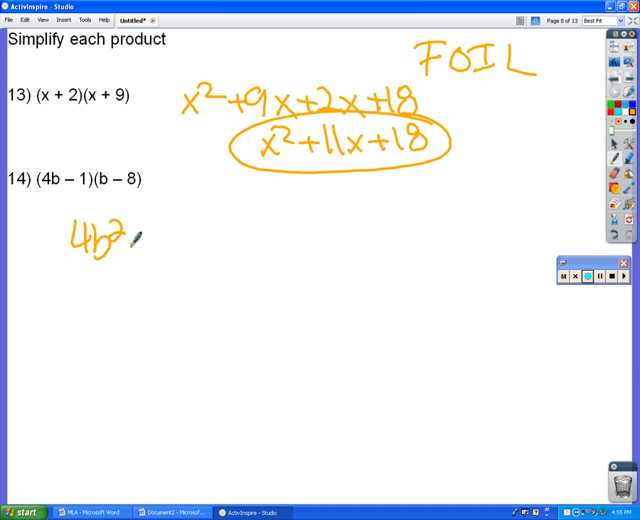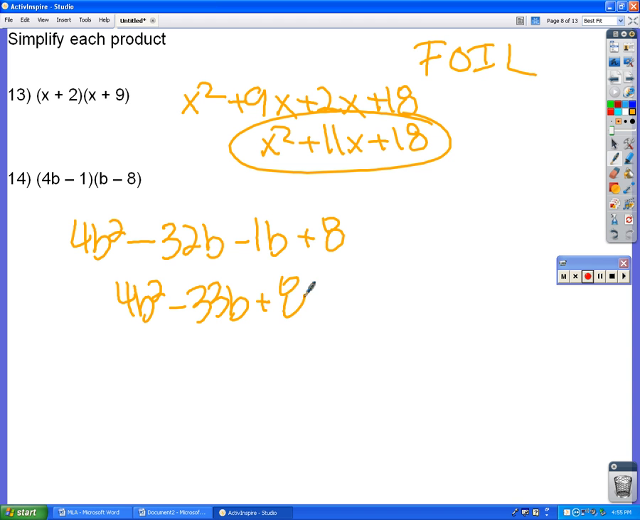Outside ones multiplied together. Be careful with the negative. 4 times a negative 8 is negative 32b. Inside is negative 1 times b, or negative 1b. And last times last, a negative times a negative gives me a positive 8. Then if I combine those like terms, 4b squared, these two things will combine to give me negative 33b plus 8 for my final answer when I FOIL those two out.